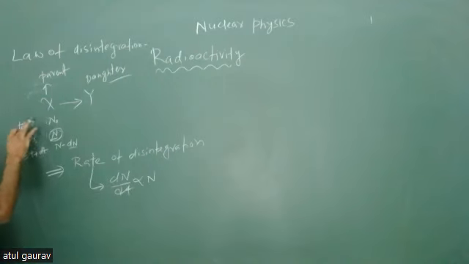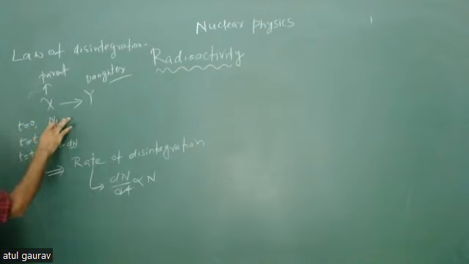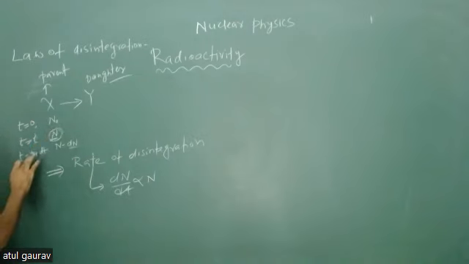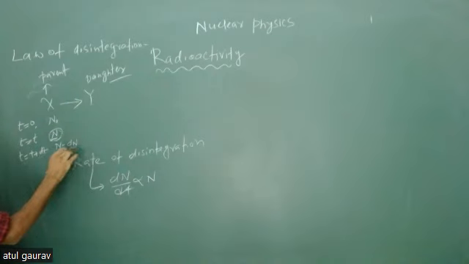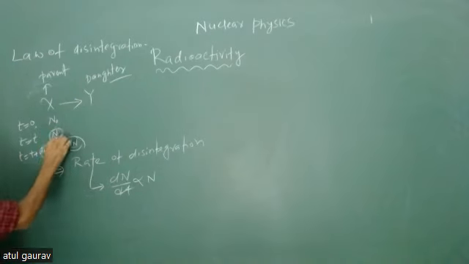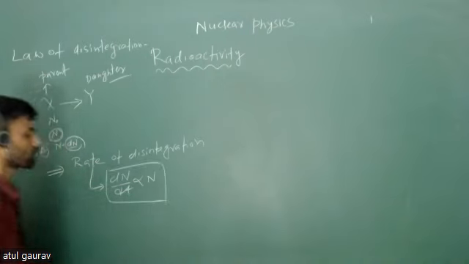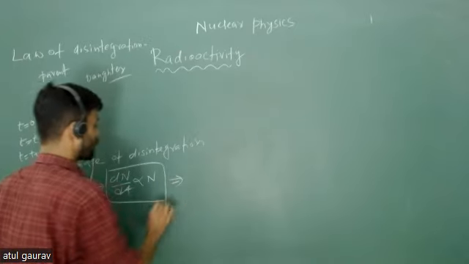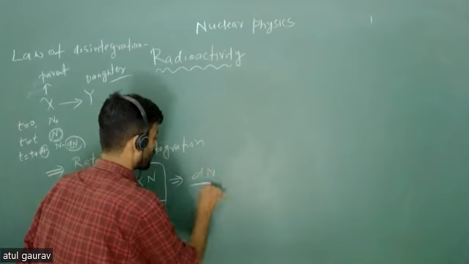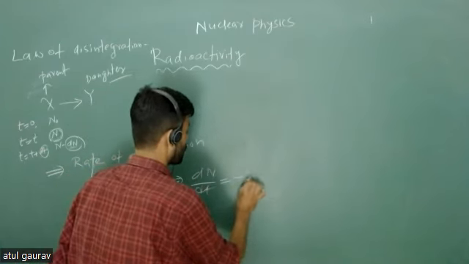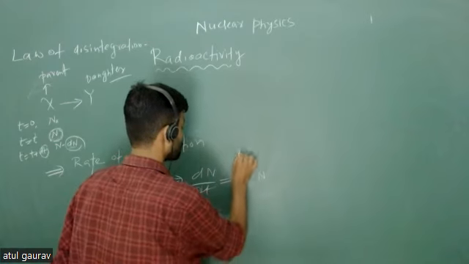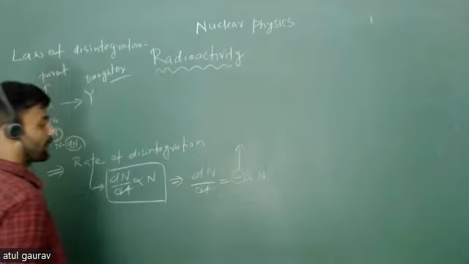Initially at time t equals 0, it was n0. At time t equals t, the number becomes n. After time t plus delta t, the number becomes n minus delta n. Within this delta t time, the decay is delta n, and it should be proportional to the number before decaying, which was n. If you remove the proportionality constant, then dn by dt equals minus lambda n. Why minus? Because the number of parent nuclei is decreasing.